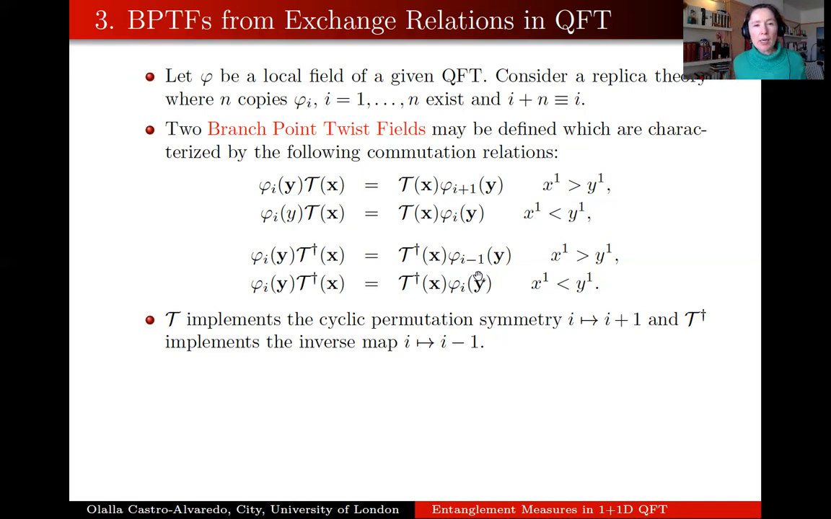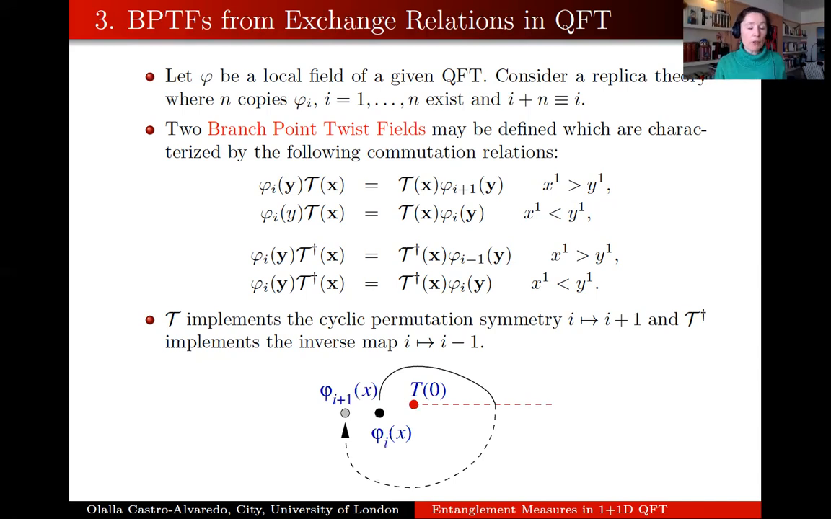So these are the fundamental equations that define these branch point twist fields, and they're at the basis of the whole program that we have developed to use them in the context of entanglement. If you want to visualize this as a picture, it's a little bit like the picture before. If we take a local field in copy i around the twist field, it emerges on the other side in copy i+1. So this is the characterization of twist fields as symmetry fields.